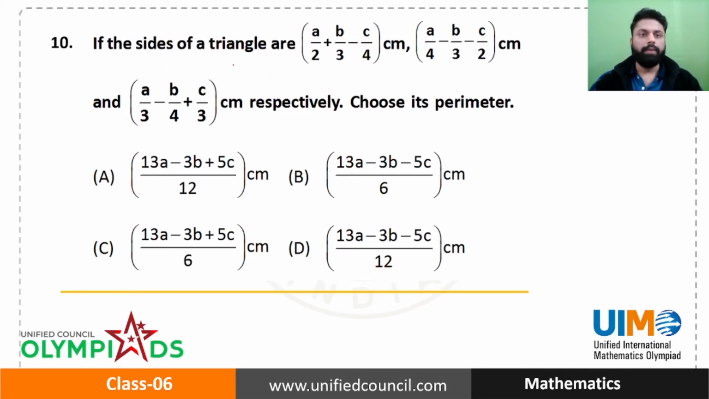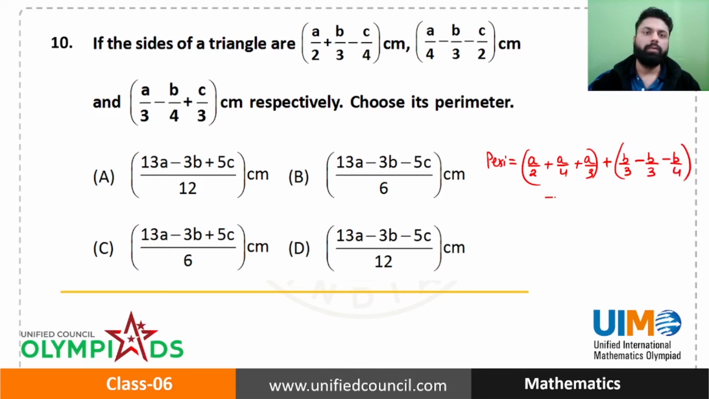Next one. If the sides of a triangle are given to us, a upon 2 plus b upon 3 minus c upon 4, and similarly 3 other sides, choose the perimeter. So the perimeter will be equal to, we will take a upon 2 plus a upon 4 plus a upon 3 together, plus b upon 3 minus b upon 3 minus b upon 4, plus minus c upon 4 minus c upon 2 plus c upon 3.